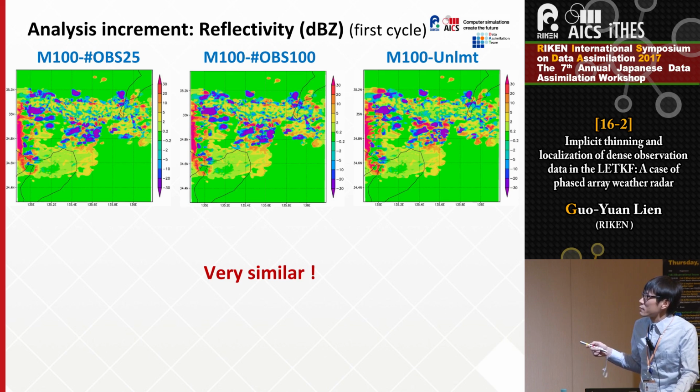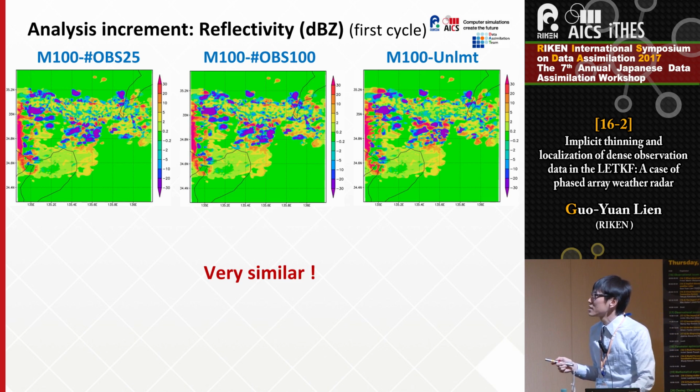We also look at the increments in the first cycle of the reflectivity in this experiment, and we surprisingly find that they are pretty similar, even if we only assimilate a small number of observations.